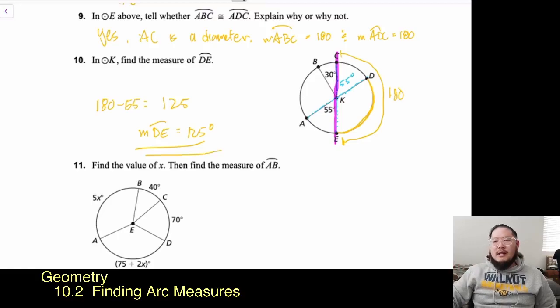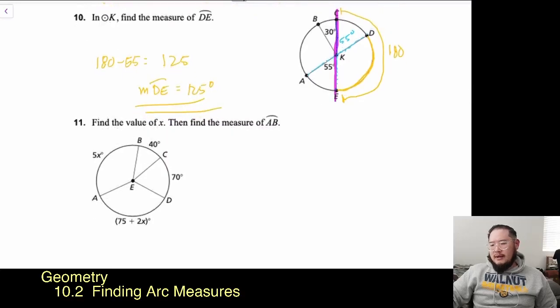Last one right here. We take a look at number 11. Find the value of x, okay? And then find the measure of arc AB. So two-parter. If you only get one part right, you may not get the question correct. Okay, so make sure you do it all. So where do I start? I look at the outer part of the circle. I've got information there. Well, remember, what does a circle end up equaling? How many degrees? It's 360.